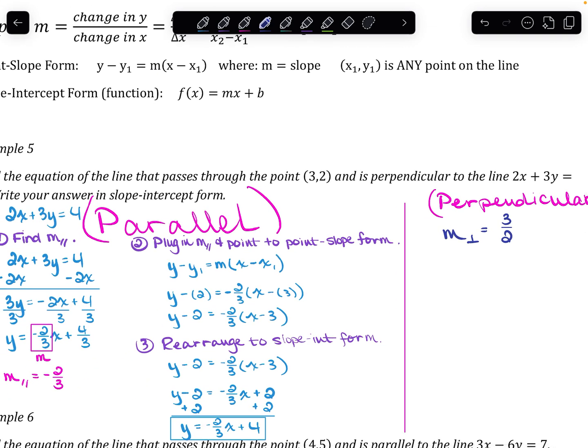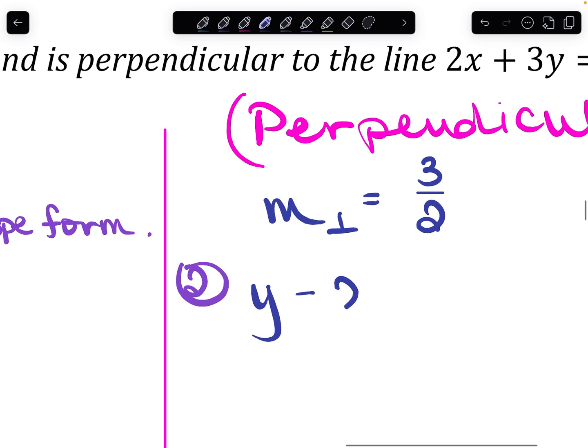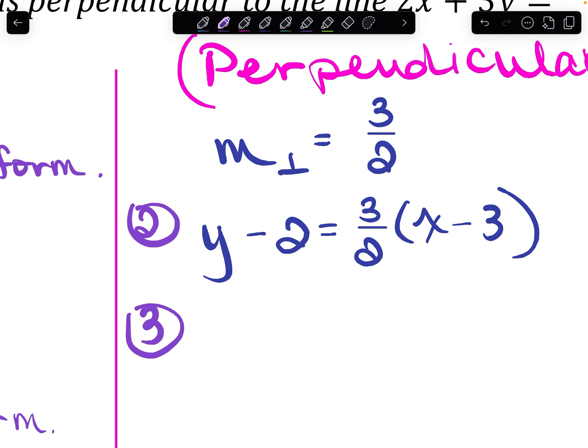So then we're going to pick it up at the same point. So I'm going to copy because I'm lazy. So we're going to pick it up at, actually we'll just go to step 2 because it's the same directions. So we're going to do y minus 2 equals our slope 3/2 times (x minus 3). We have it in point slope form. Then we're going to go to step 3, which is to rearrange it to slope intercept form.